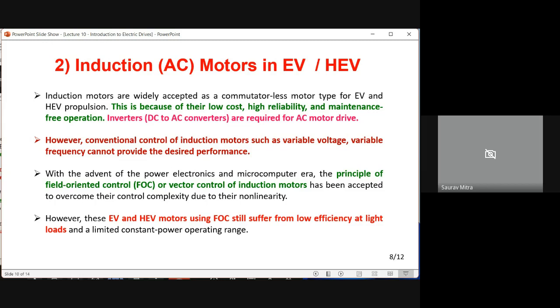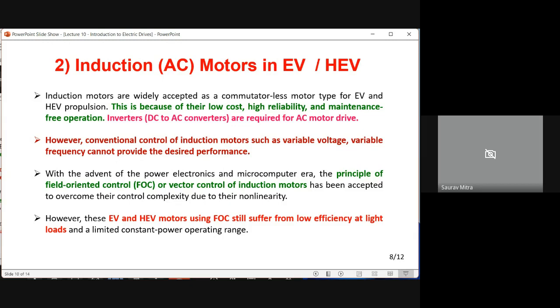However, EV and HEV motors using FOC, that is field oriented control, or vector control, still suffer from low efficiency at light loads. Light load means the vehicle is on a flat, very smooth road. So at that time the load is light. Heavily loaded means whenever the vehicle is asking for more torque, for example when it wants to cross a hill, at that time the load on the vehicle is more.